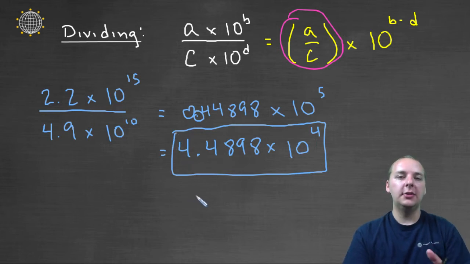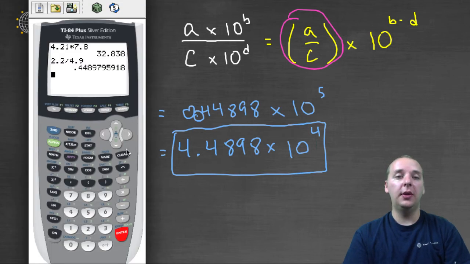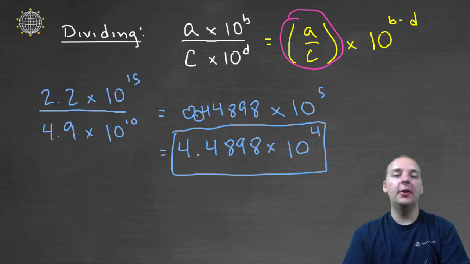Now you might be asking yourself, well, Devin, we had to use our calculator a little bit for this stuff, the a divided by c or a times c. Is there a way just to do all this on the calculator? And actually there is, but I wanted to show you this way by hand first. In the next video, we'll talk specifically about how to do scientific notation and operations with scientific notation in the calculator.